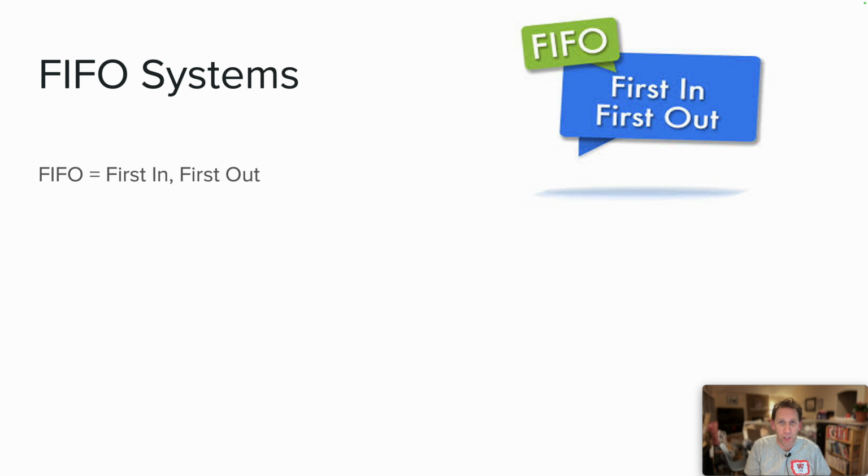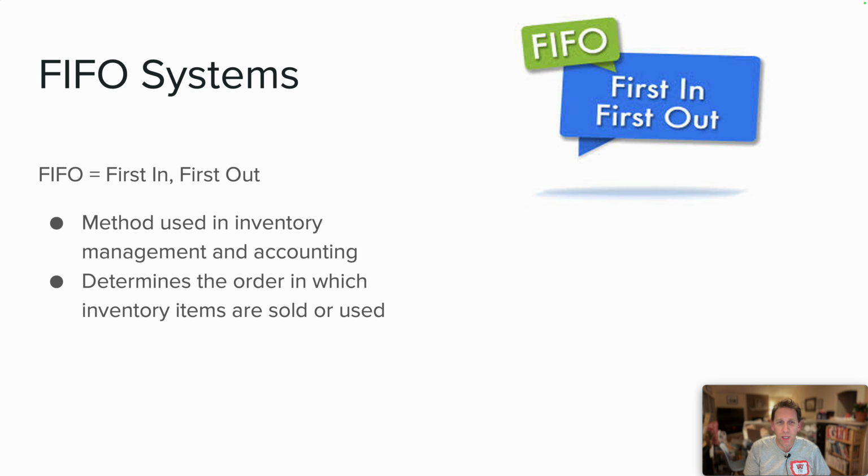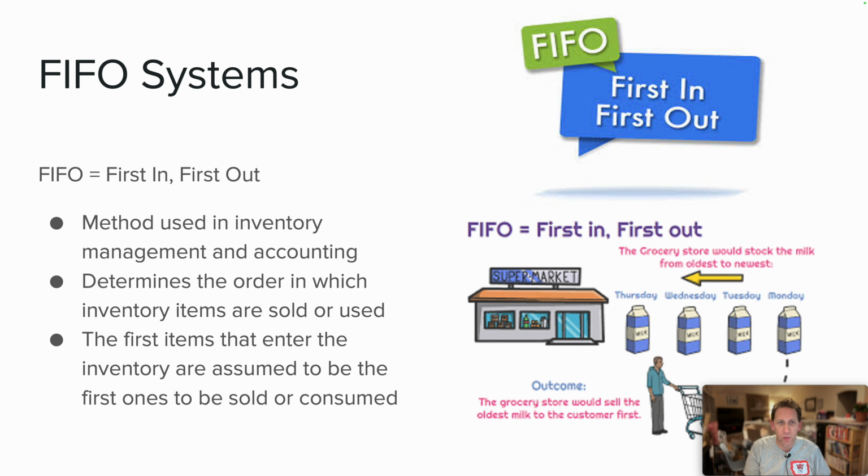Now the next one is FIFO systems. FIFO stands for first in, first out. This is a method used in inventory management as well as accounting, and it determines the order in which the inventory items are sold or used. Basically, the idea is the first items that enter the inventory are assumed to be the first ones to be sold or consumed. You can see from this little example, the supermarket and the milk going in and out: the oldest goes out first, hence FIFO.